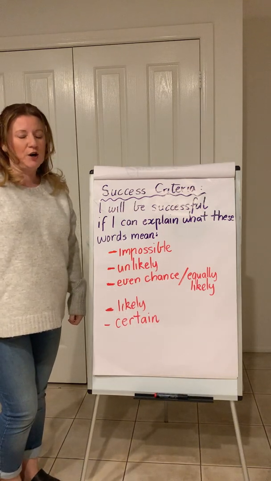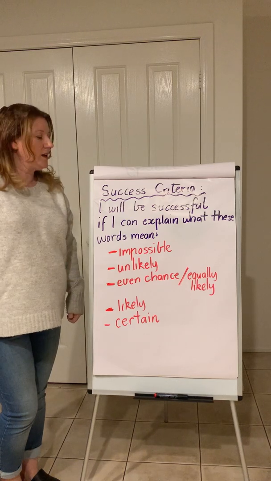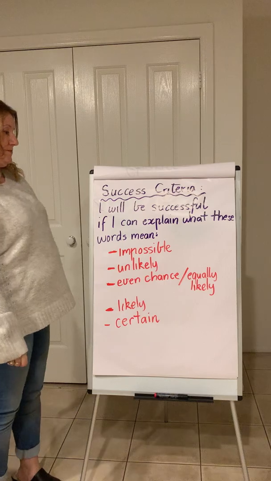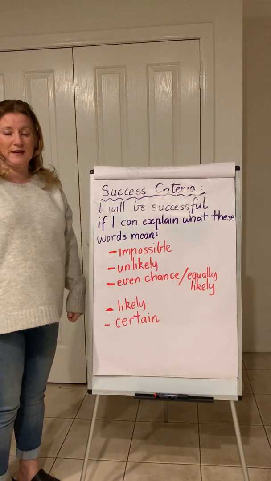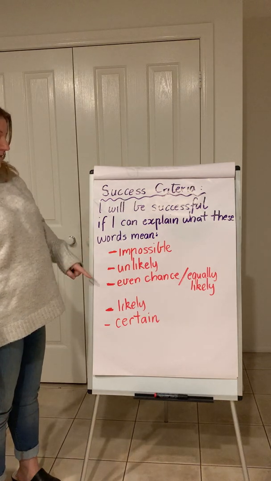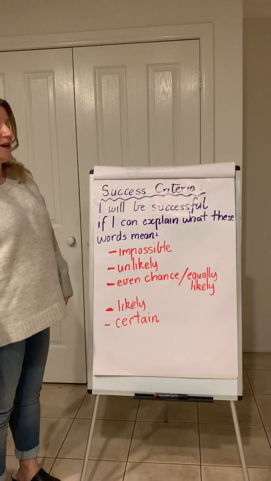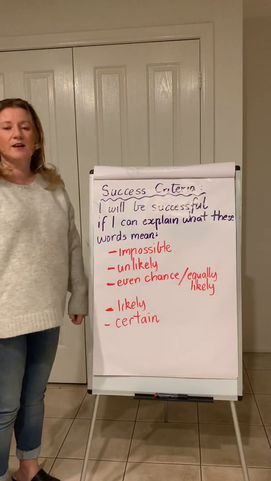Now, I would hope that you're going to be very successful at the end of this lesson if you can do these things. So I will be successful if I can explain what these words mean. Impossible, unlikely, even chance or equally likely, likely and certain.